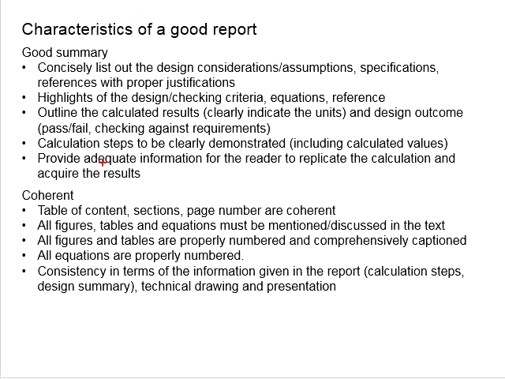Next, a good report needs to be coherent. That means the table of contents, the sections, and the page numbers are supposed to be coherent throughout the report. This also sometimes happens where the page numbers of different sections are not in line with the table of contents, which is likely due to some editing after the compilation, and the editor forgot to update the table of contents.